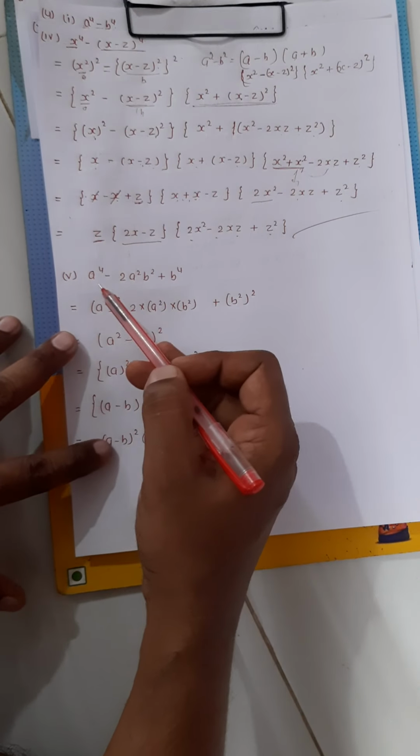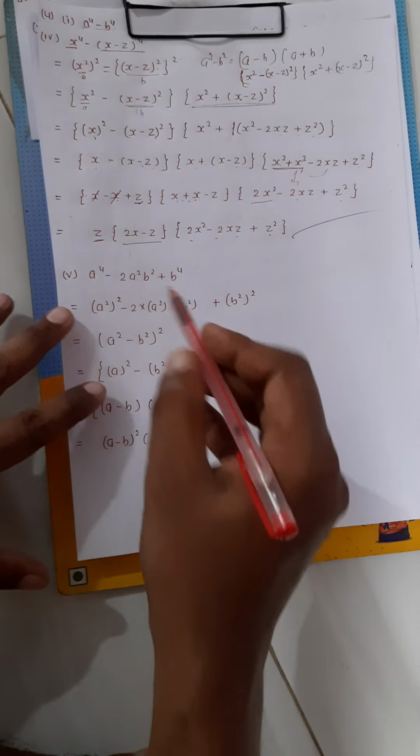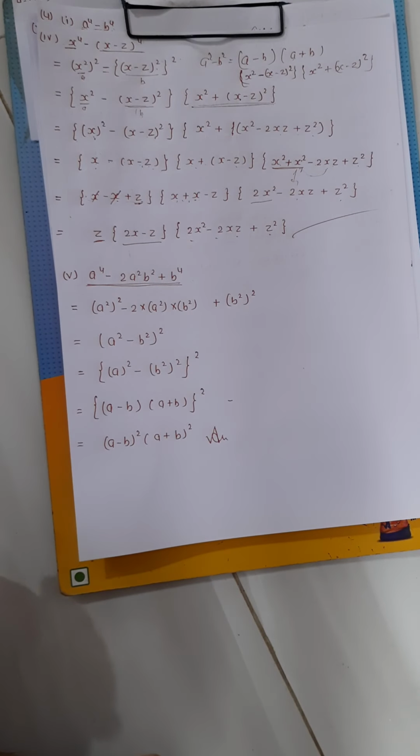What is our question? a4 minus 2a square b square plus b4. In this question it has 3 terms. Since it has 3 terms, for the 3 terms, so far we have applied identity number first and second only. Okay, for the 3 terms we have applied identity number first and second. So here also we will try to apply identity number first and second.